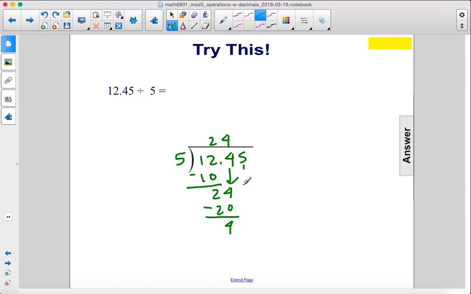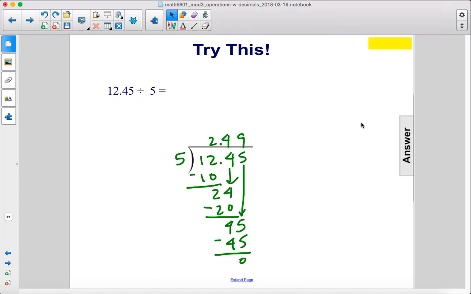4 is smaller than 5, so we'll go ahead and bring this 5 down. 5 goes into 45 9 times. 9 times 5 is 45. Subtract those, we get 0. Our last and most important step is then to raise this decimal up directly above it to there. So our answer is 2.49.